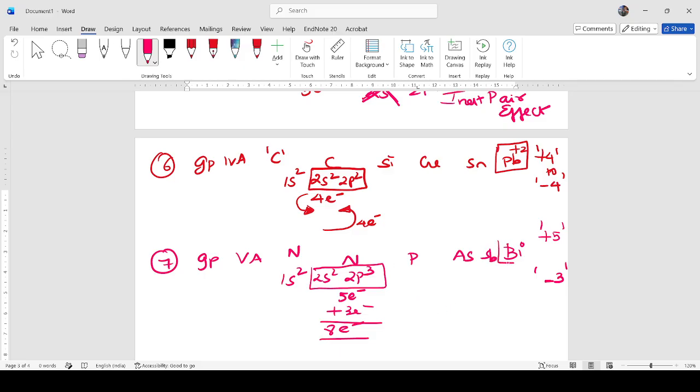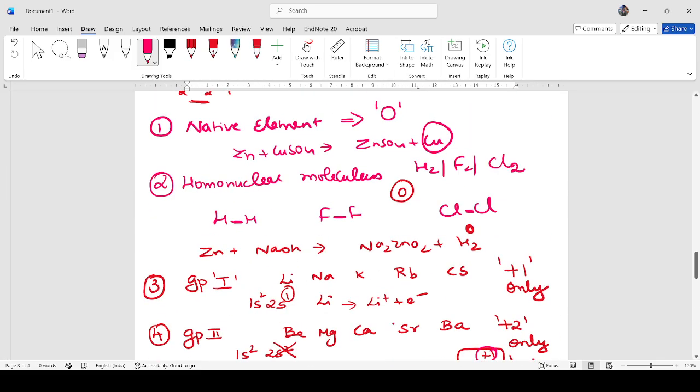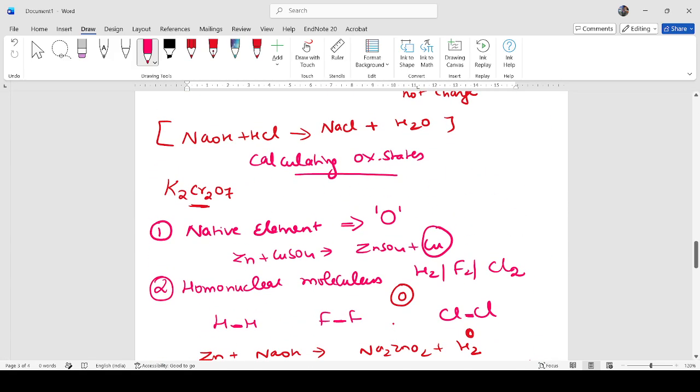What about bismuth? Bismuth will also not use these 2 electrons, isn't it? So bismuth shows preferentially +3. And this effect is again called the inert pair effect. Is that clear till this?